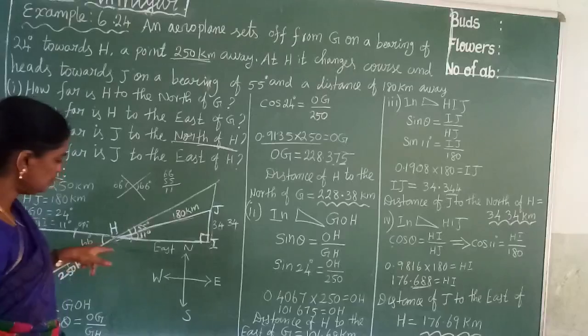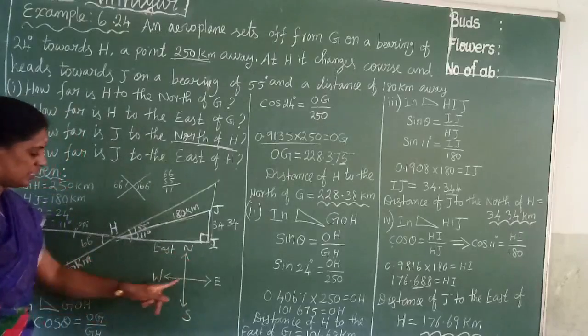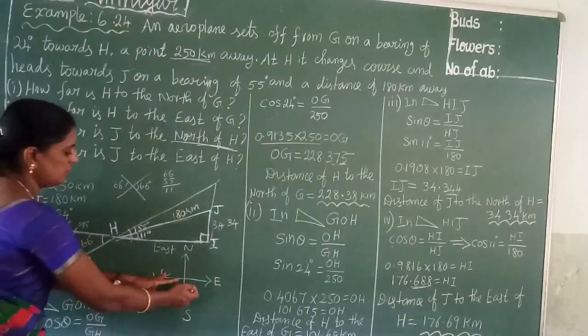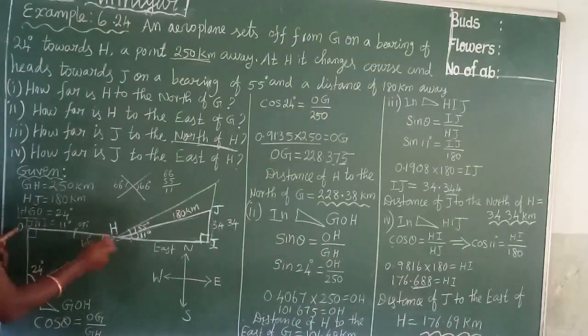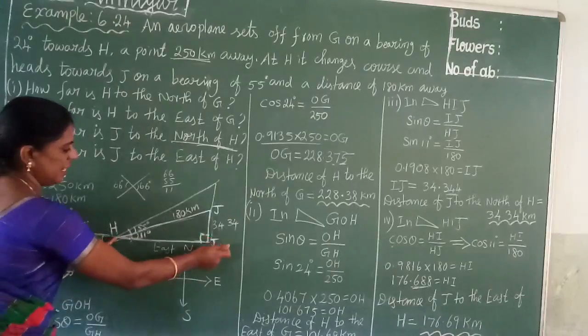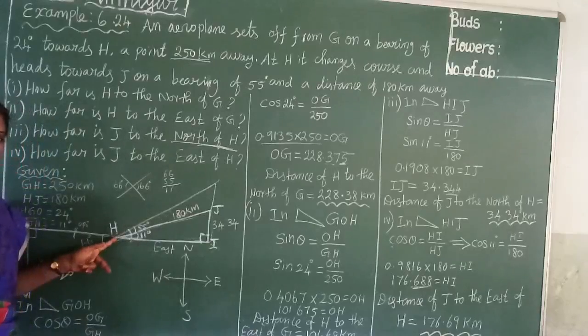So for this question, don't make confusion. You draw the direction table and in the center you make H. North direction means from this one to this one. G to north means GO. East means OH. Clear? And in this diagram, north means IJ. East means HI. Clear or not?